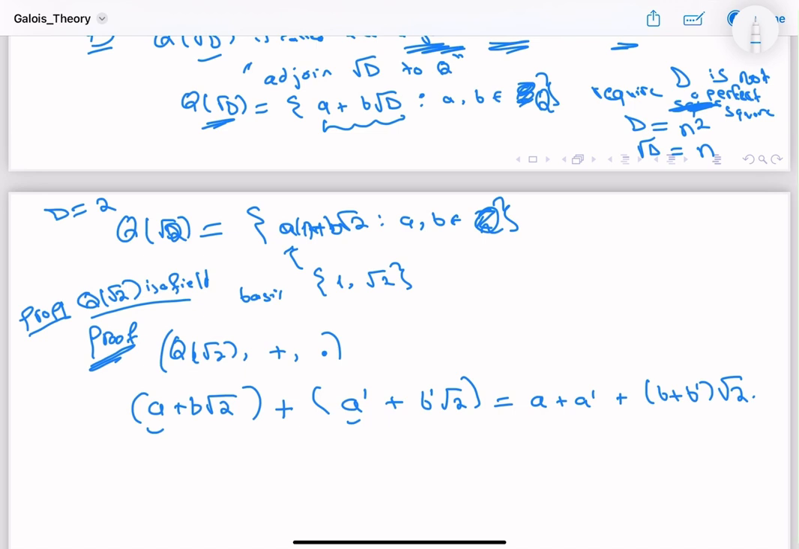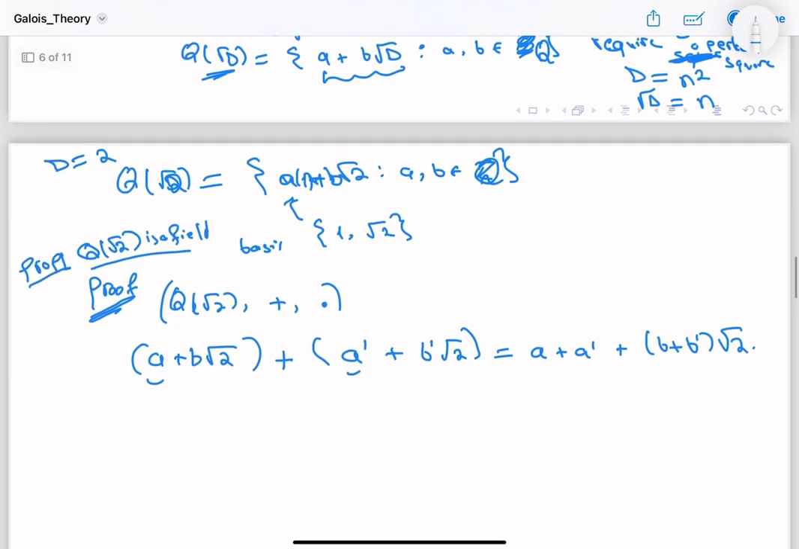And how will we define multiplication? We're gonna also do it in the usual sense, the way you would expect it. How would we multiply two such elements? Well, we'll just expand this. We're gonna define this by the expansion of this thingy.